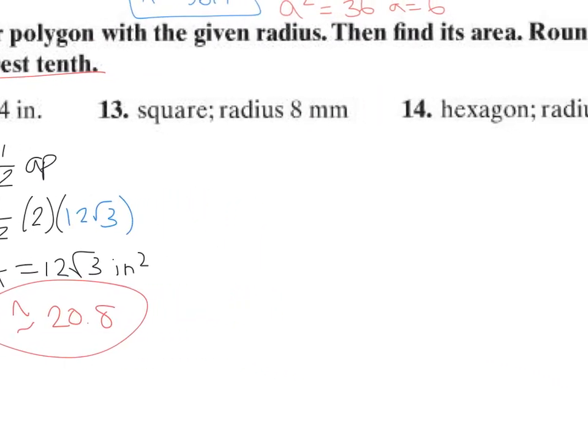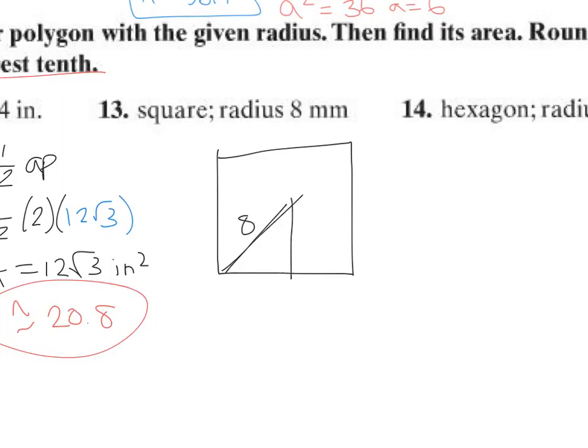So number 3, a square, and the radius is 8. So, oops. So in this case, this is a 45, 45, 90. You could find the apothem. I think what I'm going to do is I'm going to make this go all the way across is 16. And so this is going to be 16 divided by root 2, and this side is 16 divided by root 2 if I set up my special right triangles.